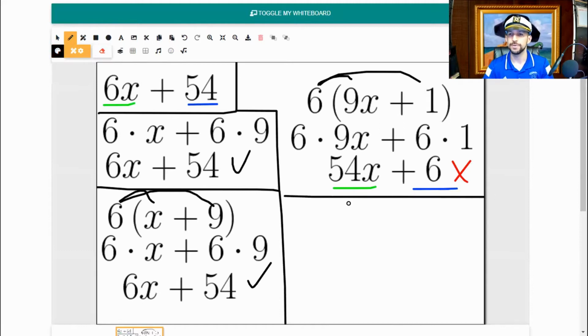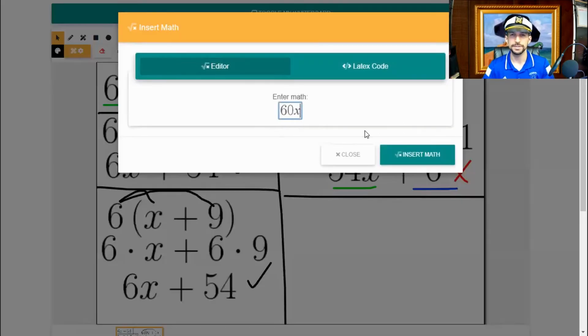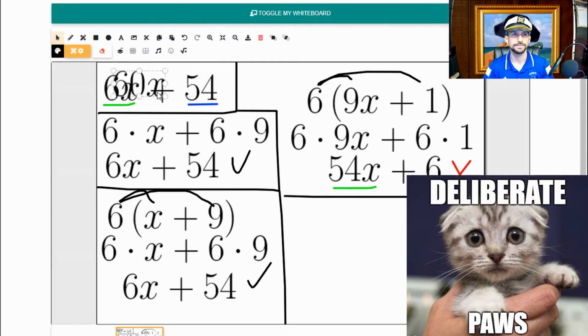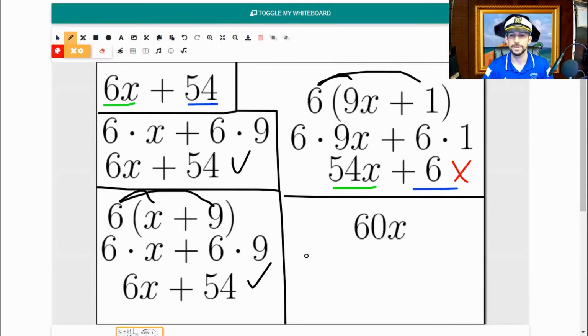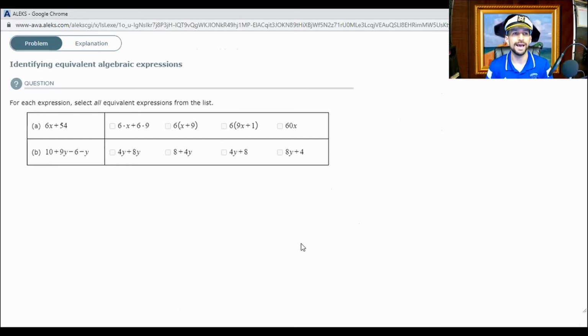All right, our last expression is a simple one. It's just 60x. Well, these are not like terms, so they can't combine. And even though 54x plus 6x would be 60x, 54 and 6x are unlike terms. They cannot combine. So this is obviously not the correct expression. So our first two expressions were equivalent. Our last two were not. Let's come back over to ALEKS and let's do our second set of comparing expressions.